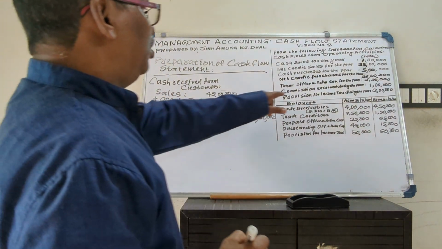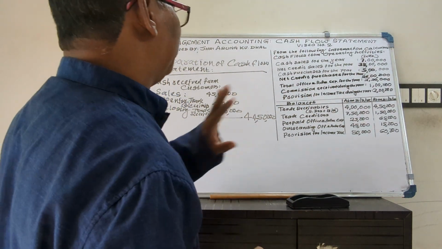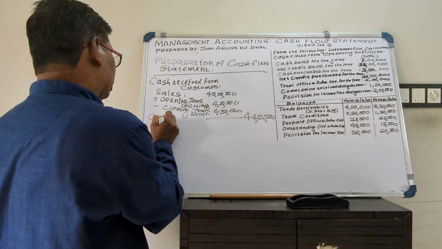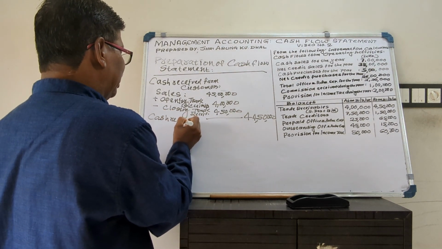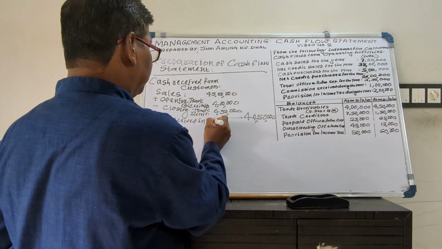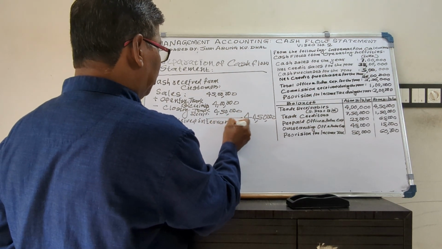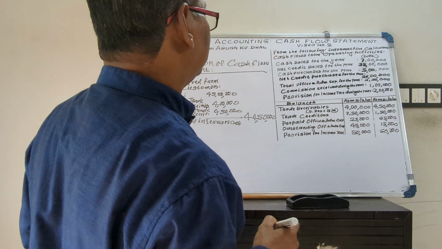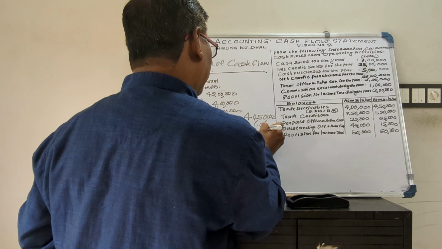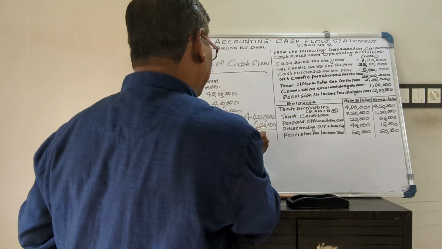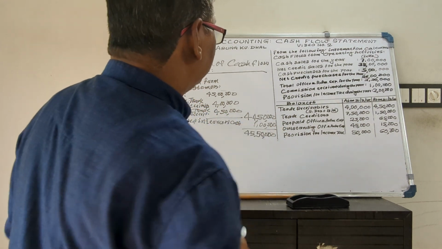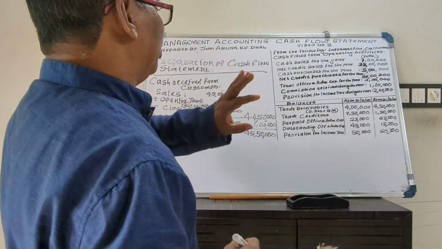Then another, commission received during the year, is also an inflow of cash. Cash received, that is cash and cash equivalent, in terms of commission. So it is an inflow of cash, that is 1 lakh. So total inflow of cash of the business is 45,50,000. Then we will consider purchase.